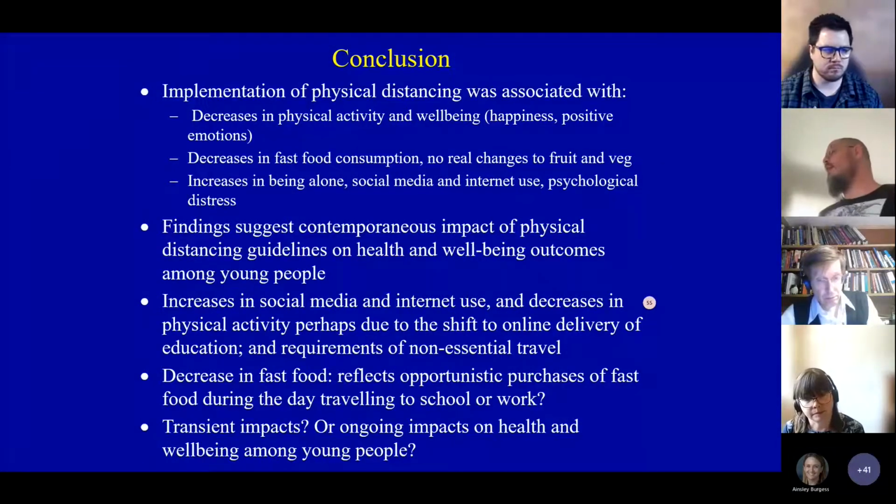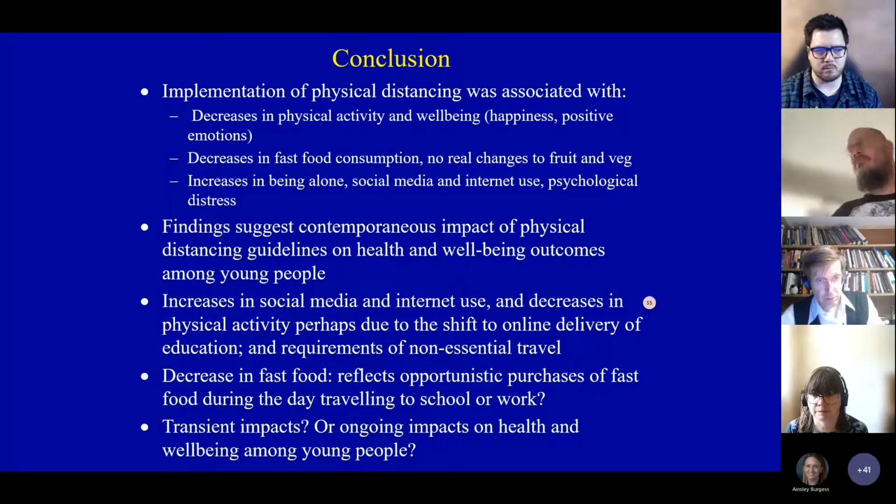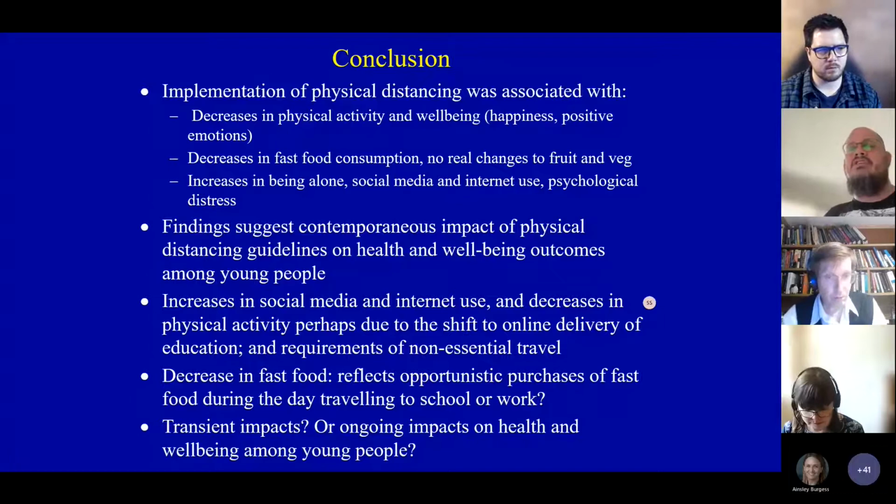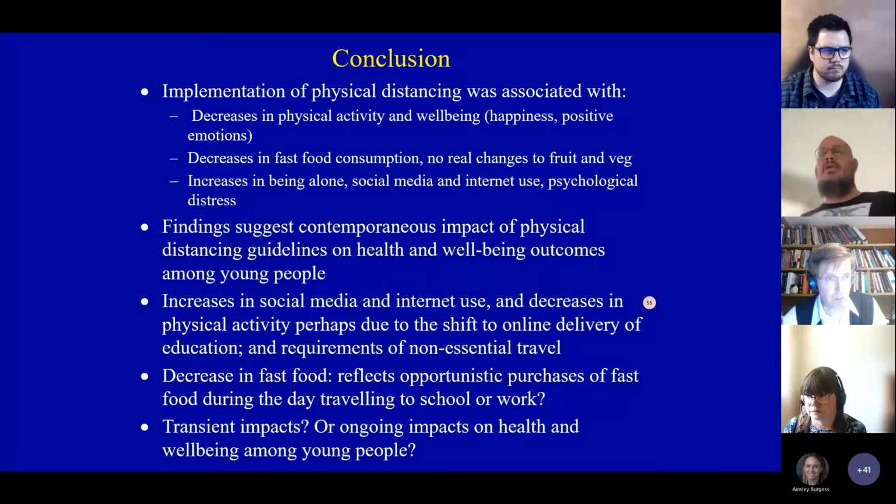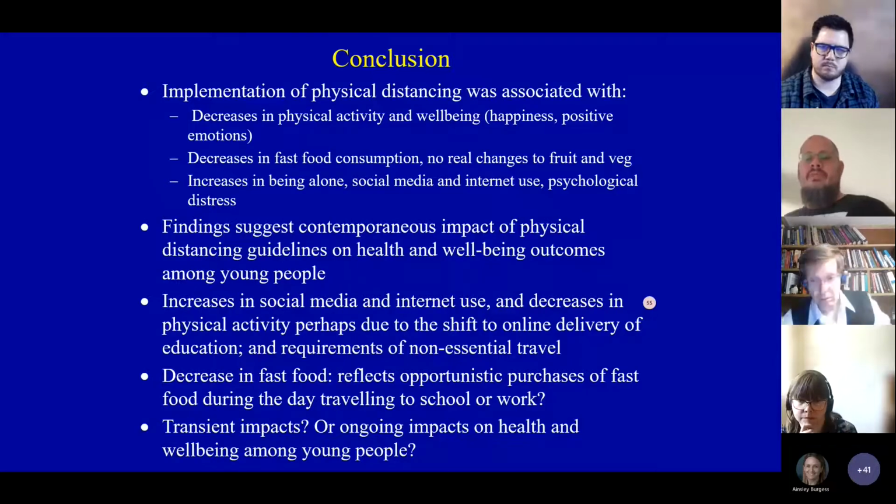Well, we had a decrease in physical activity, decrease in fast food consumption, but no change in fruit and vegetables. So it means that it wasn't a change of diet itself. It's getting harder to get access to the fast food, and an increase in the loneliness and social media use.